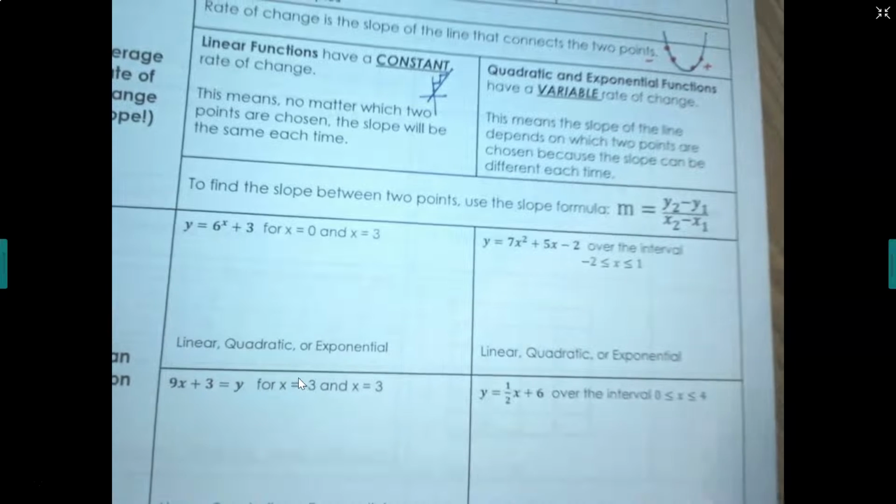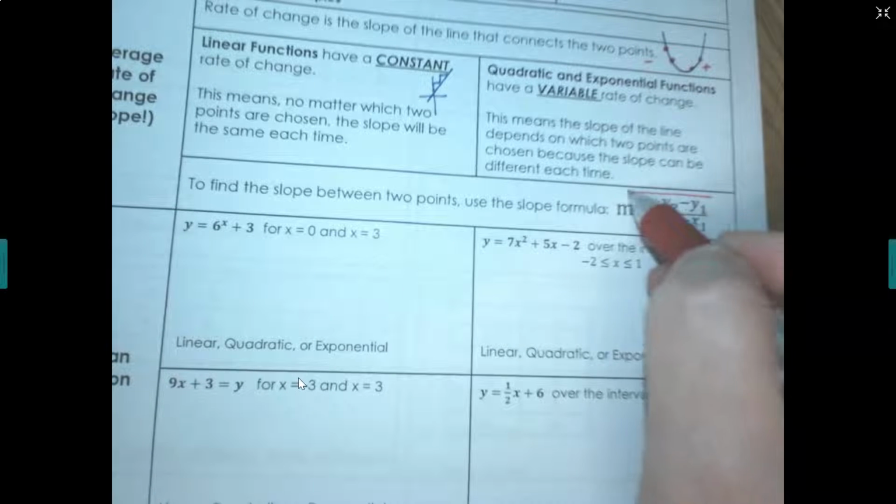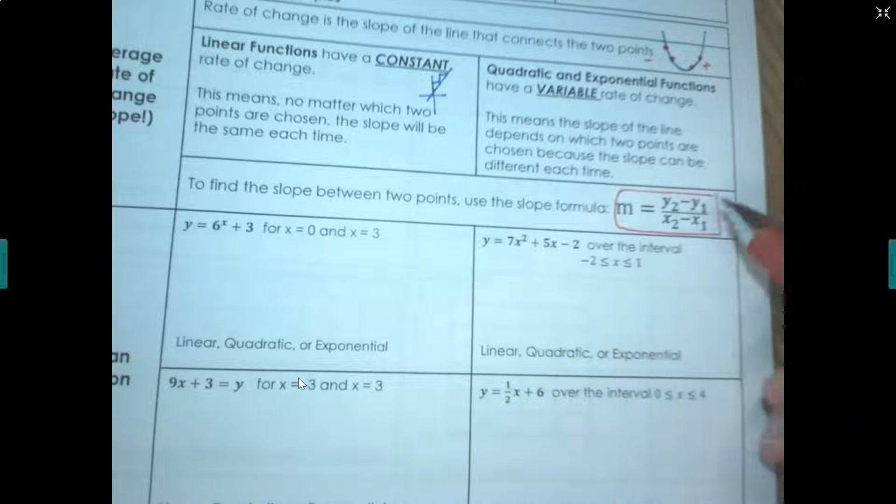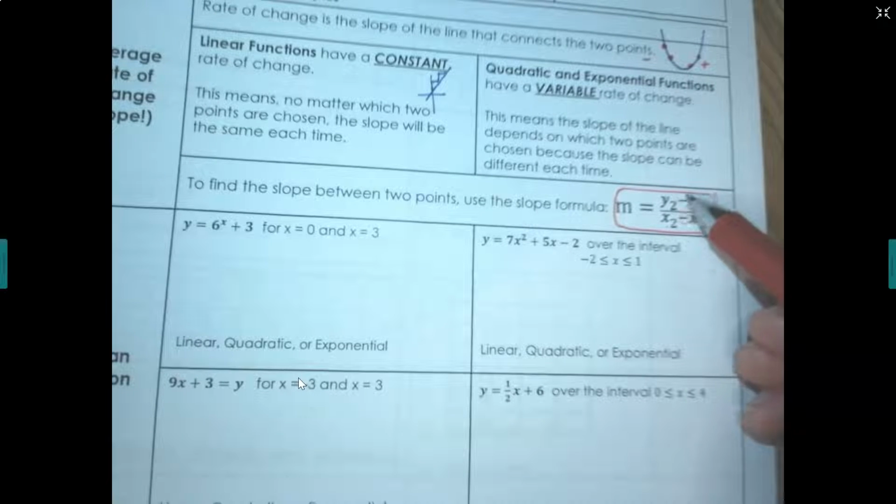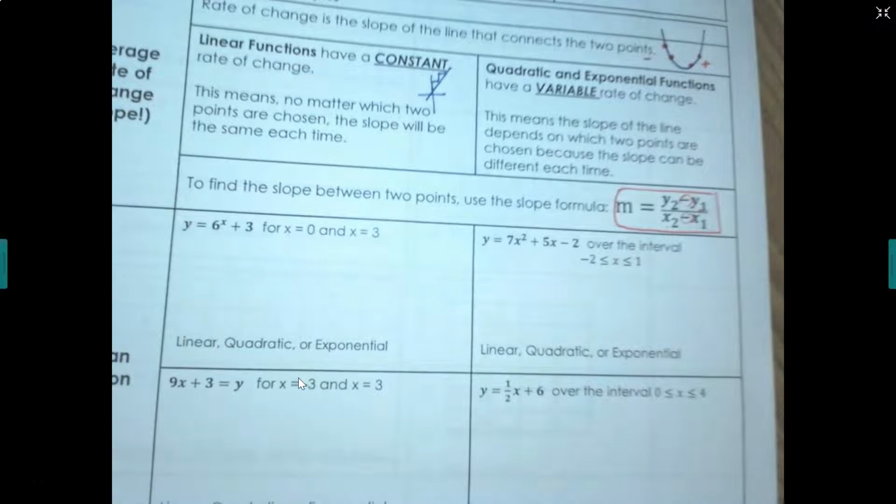Remember, when we want to calculate slope, we're going to use this formula: y2 minus y1 divided by x2 minus x1. Because there are negative signs in the formula, you have to remember that when you plug in the second number, the sign of that number is going to change to the opposite. All right, so let's go ahead and give a couple of these a try. We're going to be using Desmos, so you'll probably want to have that open with you.